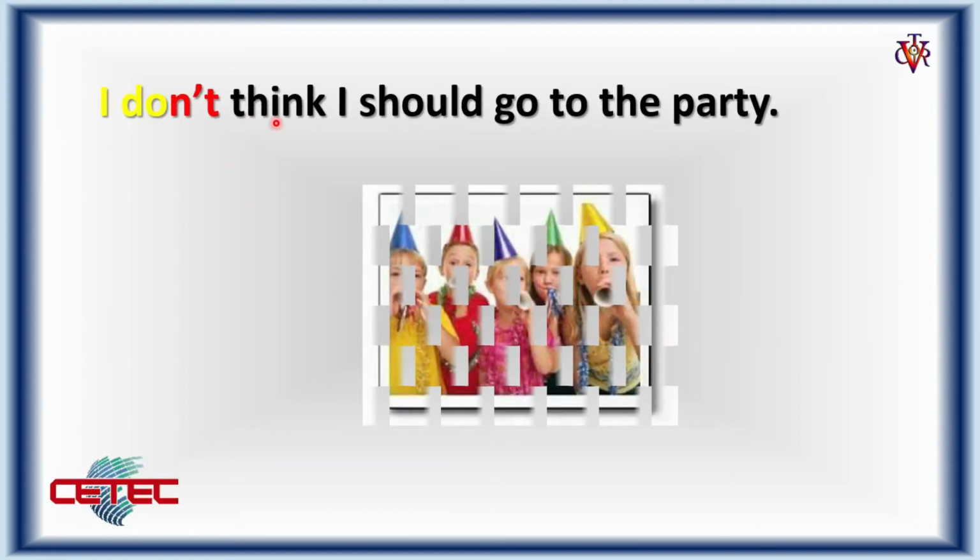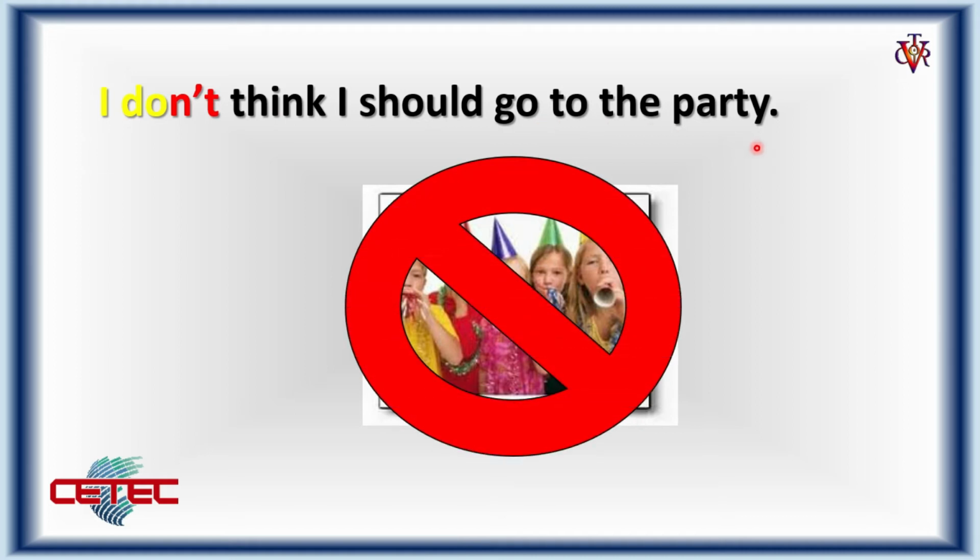I don't think I should go to the party. So this person doesn't think that he should go to the party. So don't forget, here the subject, the negative form don't, the verb think, and it refers to this person. I should go to the party. So this person is not going to be participating in the activity, in the party.